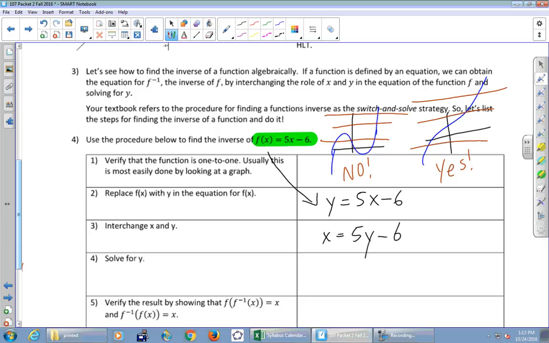And then step 4 says solve for y. So we're going to solve this new equation for y. So first we'll add the 6 to both sides. So x plus 6 equals 5y. And then finally, how do we solve for y? Just divide everything by 5, right? So we get y equals (x plus 6) over 5.